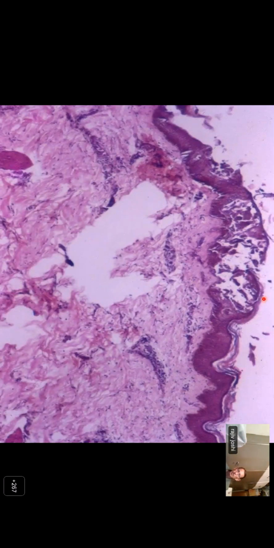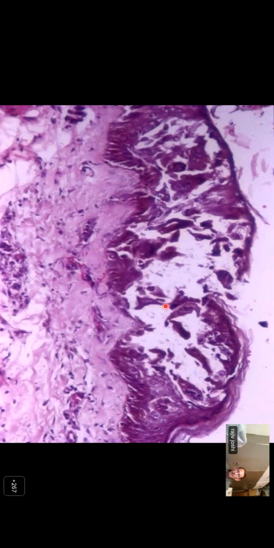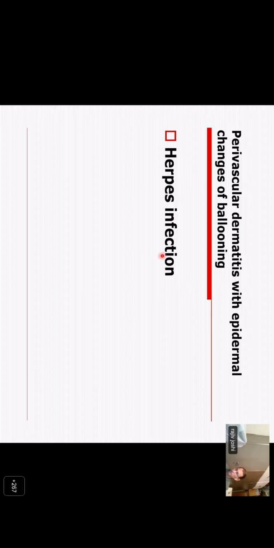Now, if you notice, there are two different patterns here. One was ballooning, and one was superficial and deep perivascular and interstitial. Both of them can be seen in insect bites. So this is one thing that happens, that the same disease might have multiple patterns, and the same pattern may be shown by different diseases. Another example of ballooning with acantholytic cells, which has formed intraepidermal vesicles. So this is herpes infection.